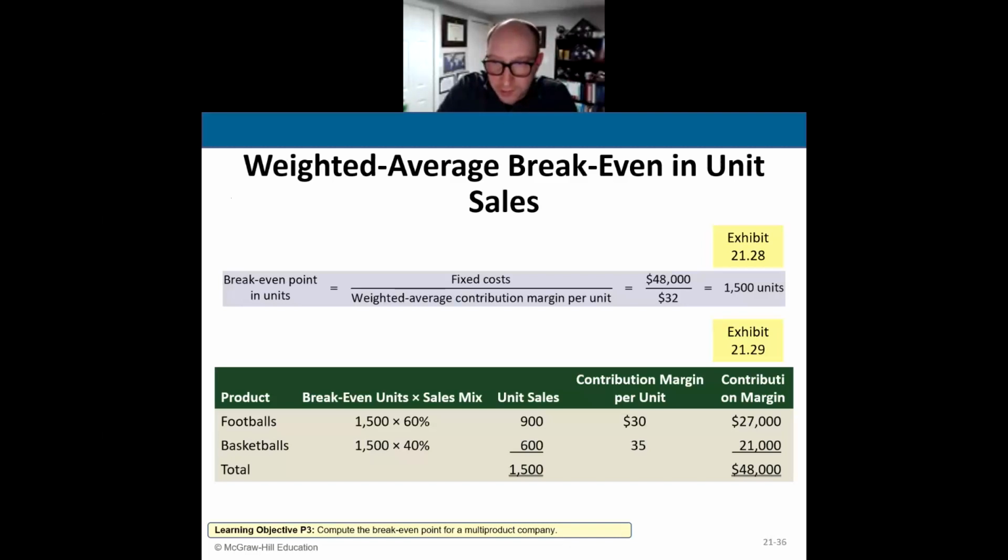In order to find the units for each product, I take those 1,500 units times the respective percentage sales mix. For footballs it's 60%, basketballs is 40%. 1,500 times 60%, I need to sell 900 units of footballs. 1,500 units times 40%, I need to sell 600 units of basketballs. Add them together, that's 1,500 units.